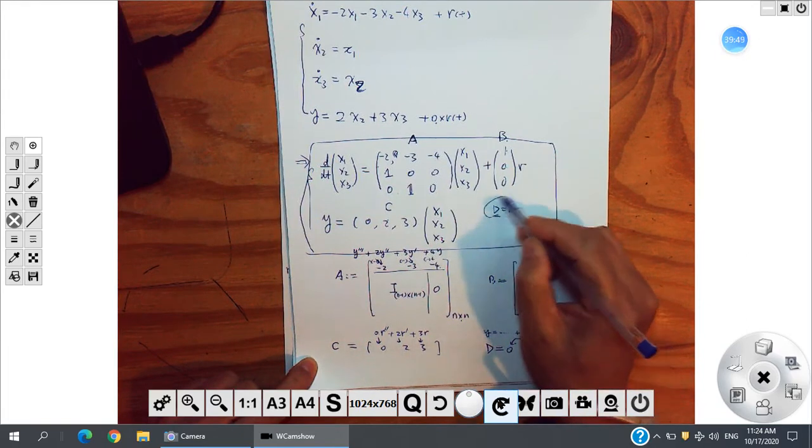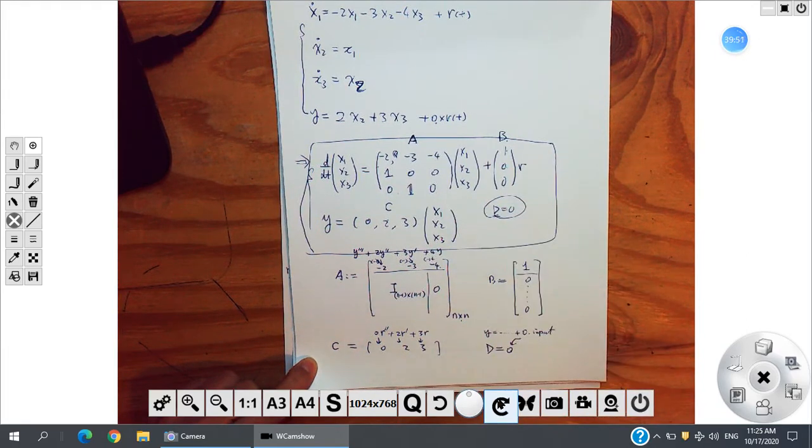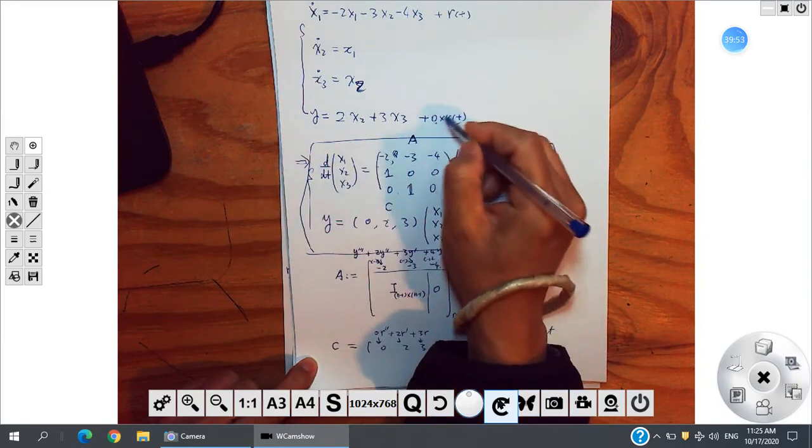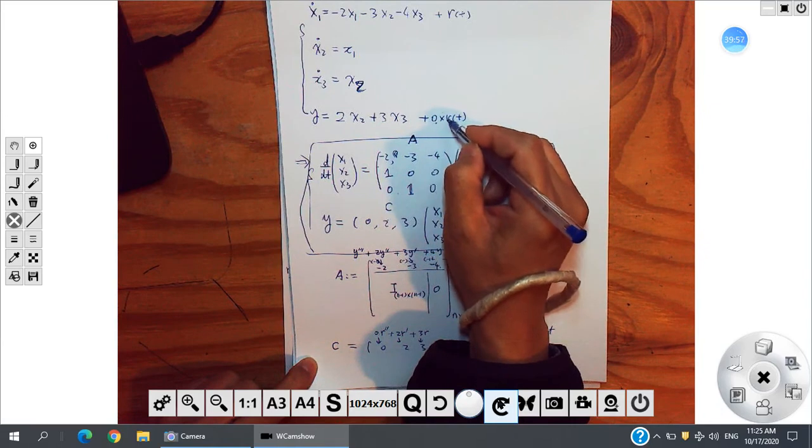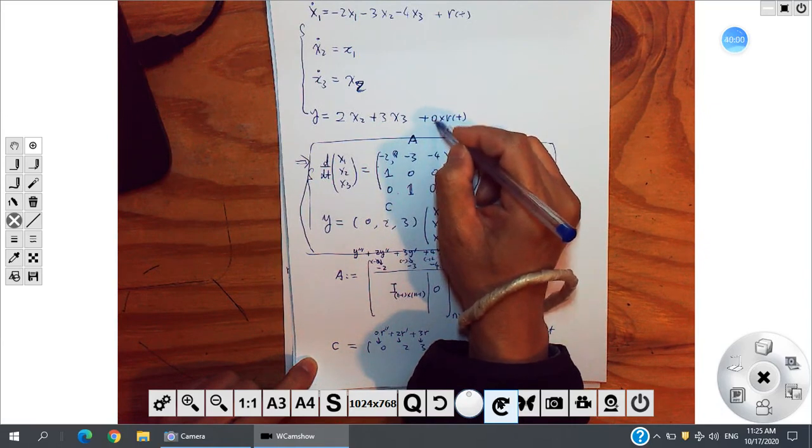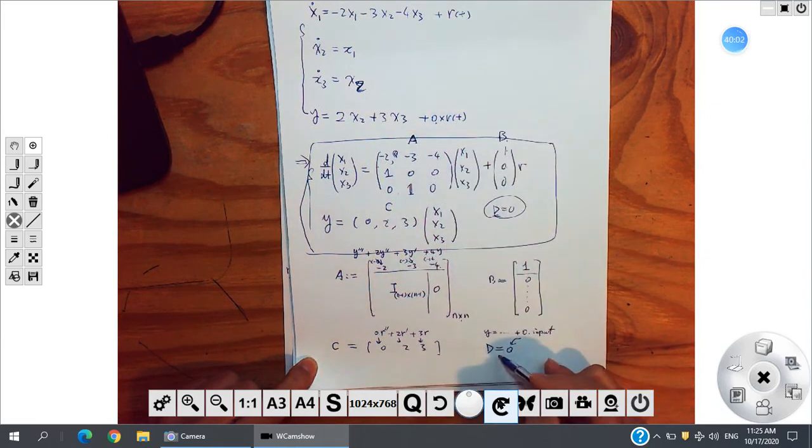Here D is just 0. If y is, you have something here, this will be 0 times the input. If here is, for example, 9 times the input, then here will be 9. But in this example, this is just 0. Alright, this is 0.